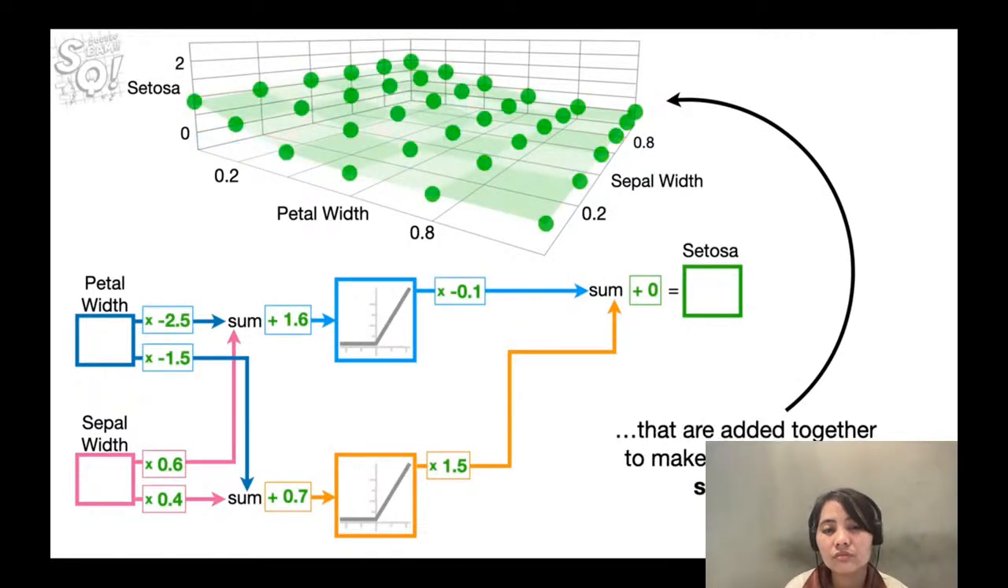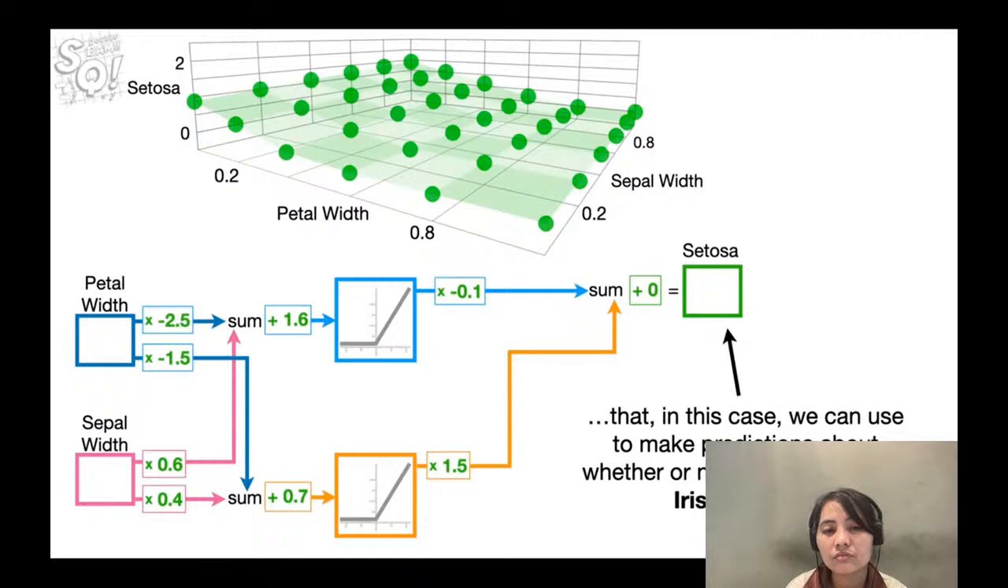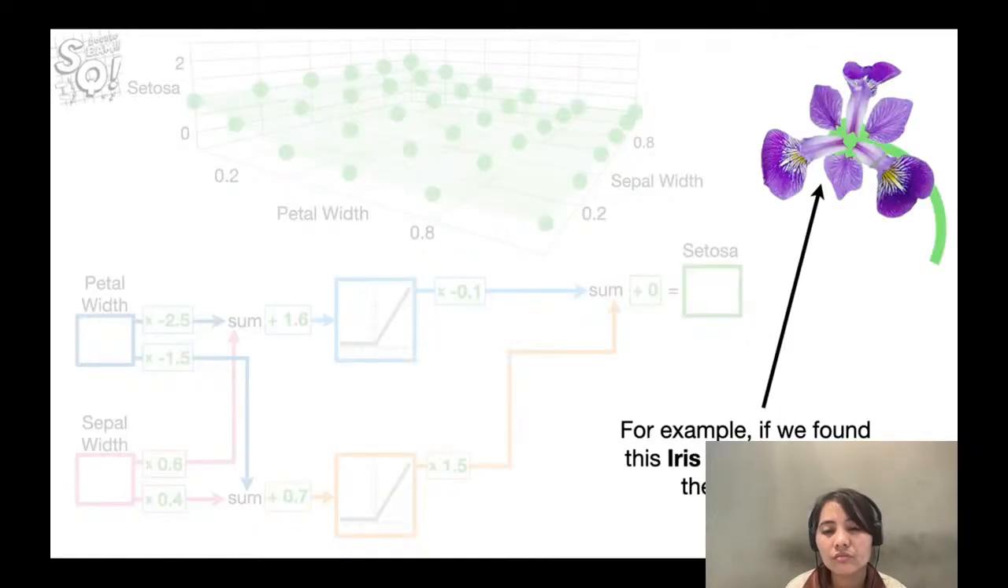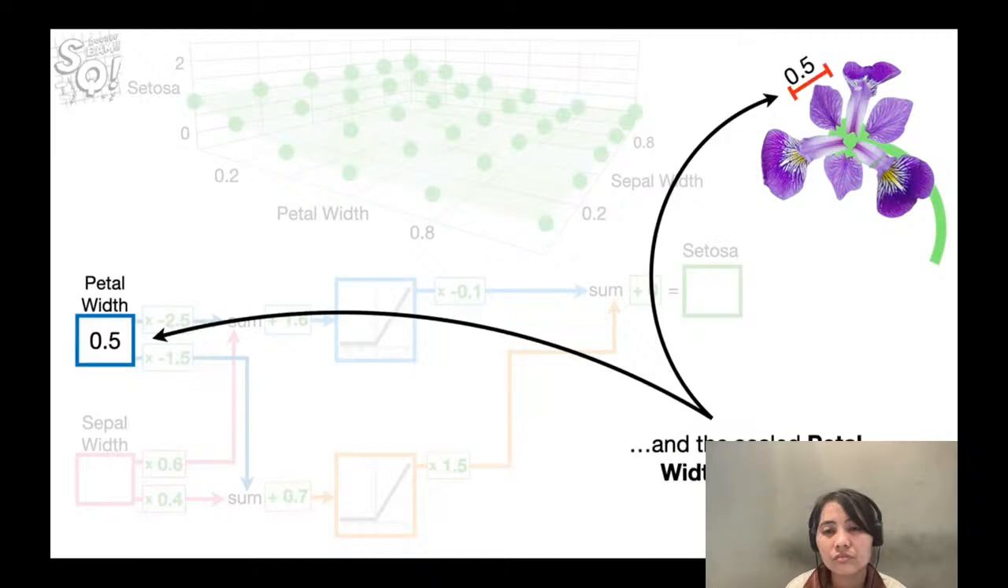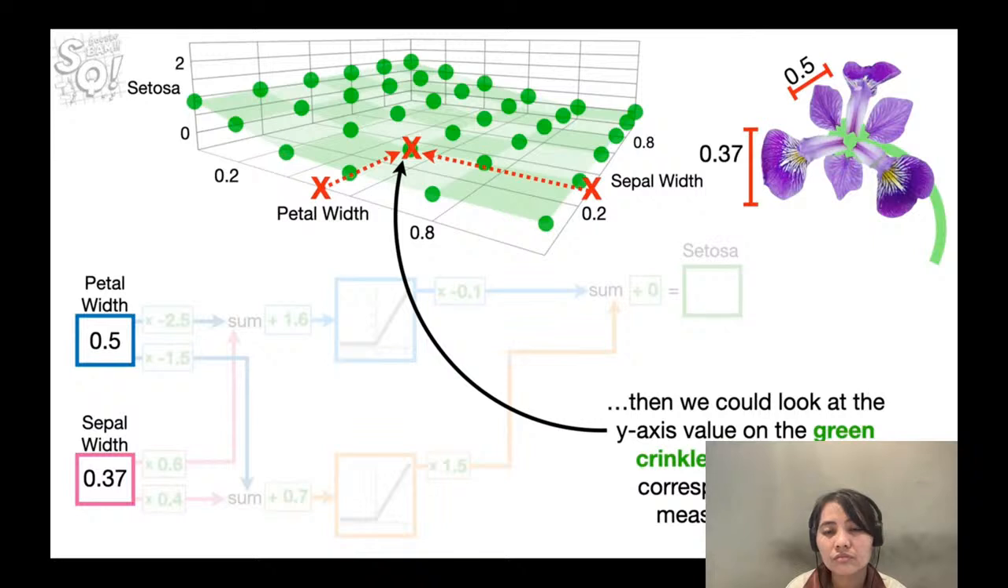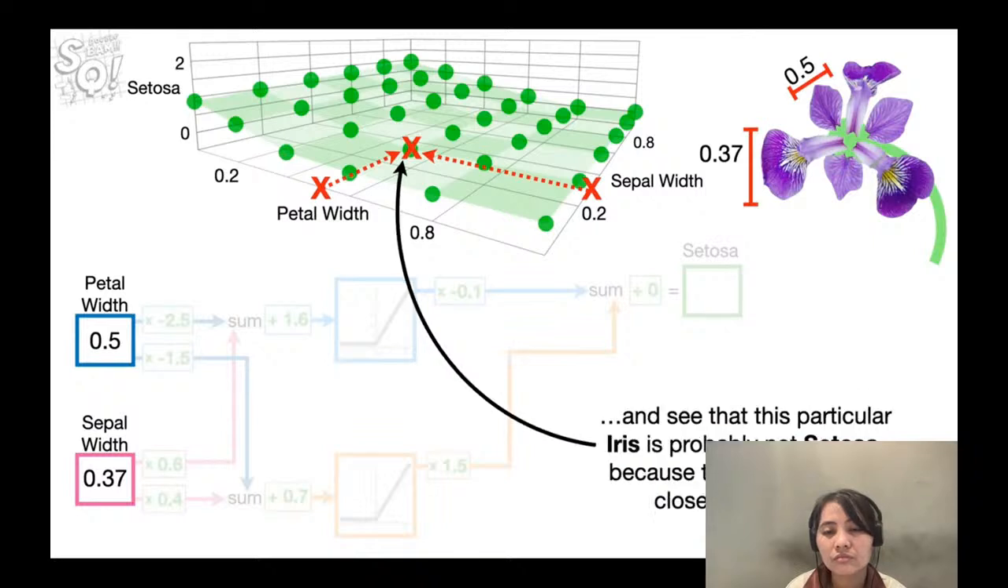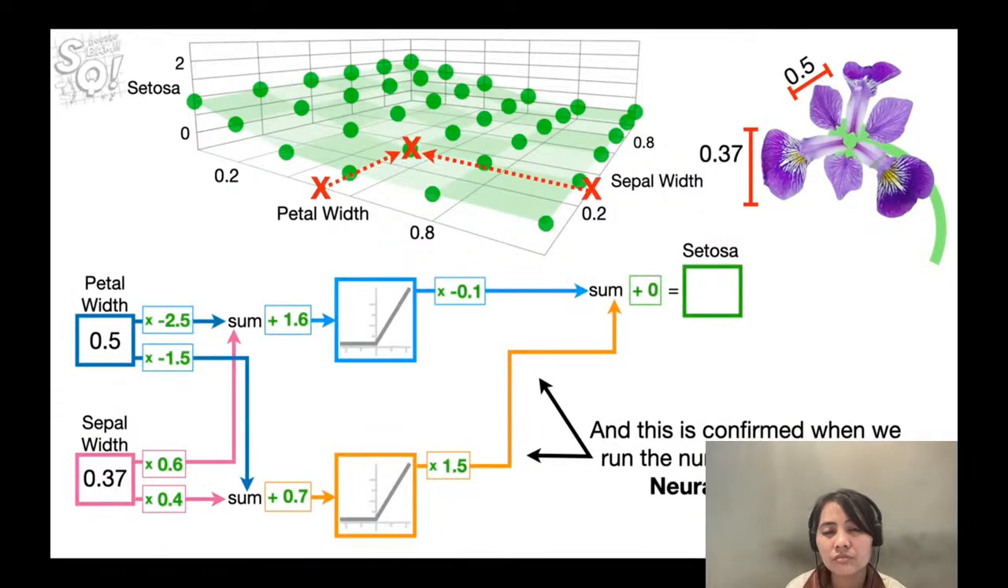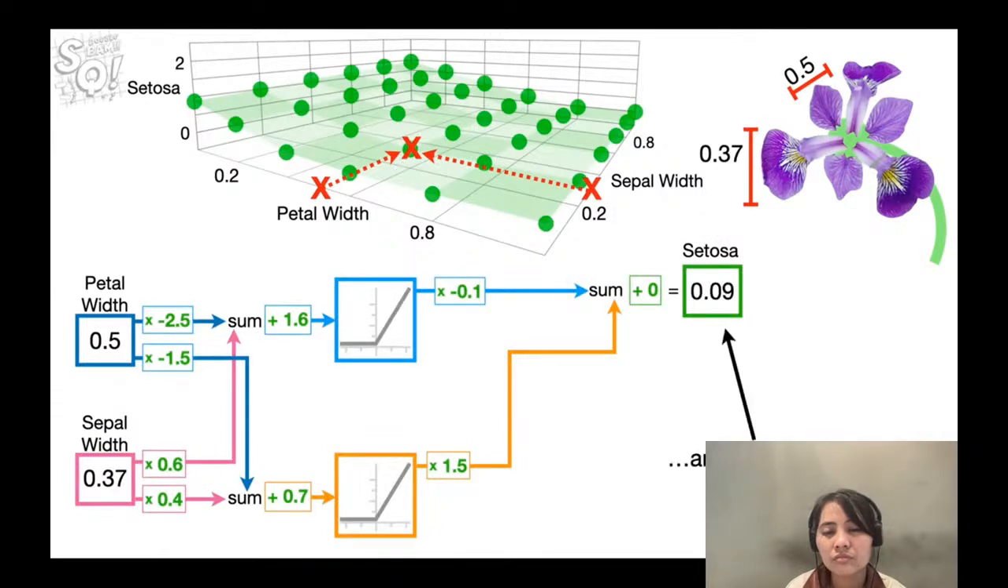Now, to review the concept so far, when we have two inputs, the neural network creates curved or bent surfaces that are added together to make a new crinkled surface. That, in this case, we can use to make predictions about whether or not the species of an iris is setosa. For example, if we found this iris while walking in the woods, and the scaled petal width was 0.5, and the scaled sepal width was 0.37, then we can look at the y-axis value on the green crinkled surface that corresponds to these measurements, and see that this particular iris is probably not setosa because the y-axis value is closer to 0 than 1. And this is confirmed when we run the numbers through the neural network, and get 0.09.